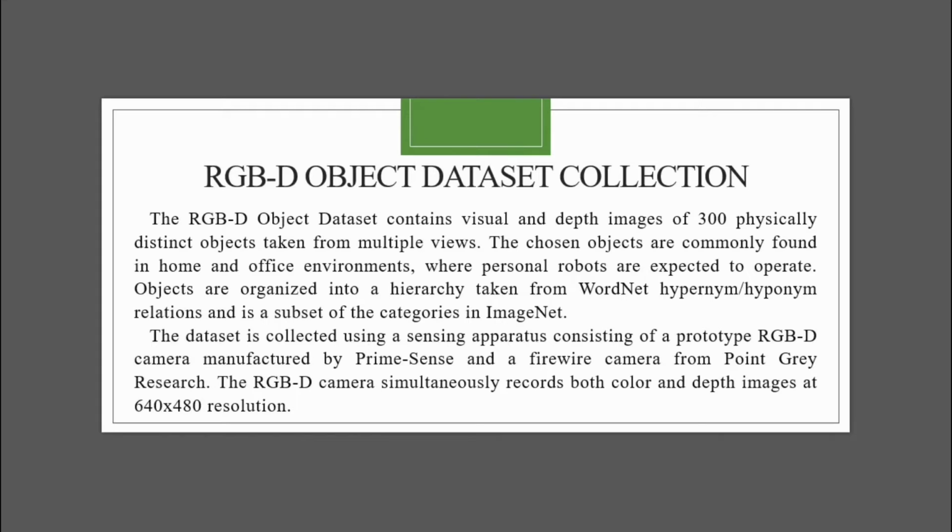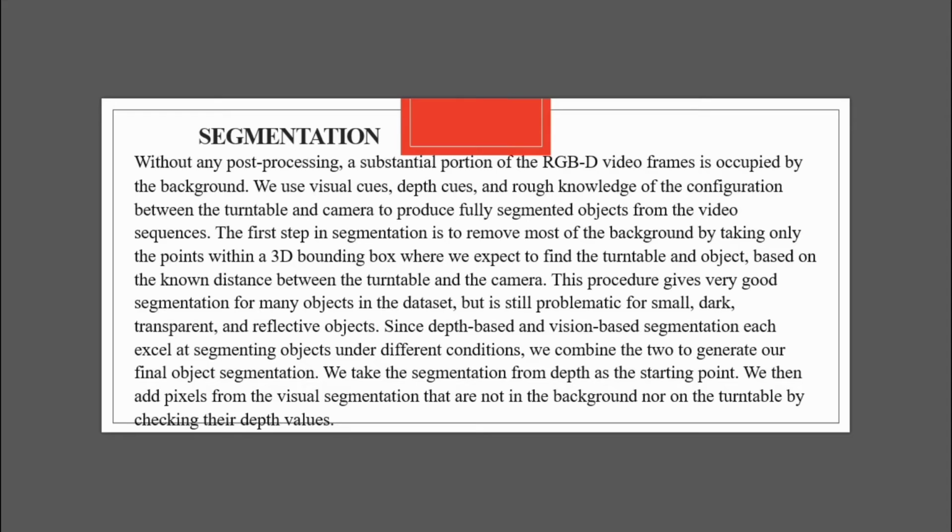The RGB-D camera simultaneously records both color and depth images at 640 by 480 resolution. In other words, each pixel in an RGB-D frame contains 4 channels: red, green, blue, and depth. The 3D location of each pixel in physical space can be computed using known sensor parameters. The RGB-D camera creates depth images by continuously projecting an invisible infrared structured light pattern and performing triangulation.